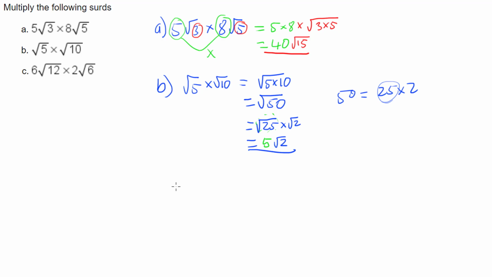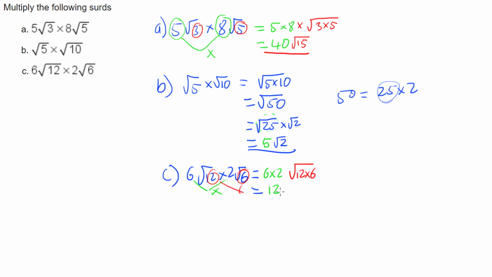And lastly, having a look at part C, I have 6 root 12 times 2 root 6. So again, having a look at the two coefficients, I multiply those together, 6 times 2. And then I have a look at my two surds. I multiply those together, so 12 times 6. So I have root 12 times 6. Work these two parts out.